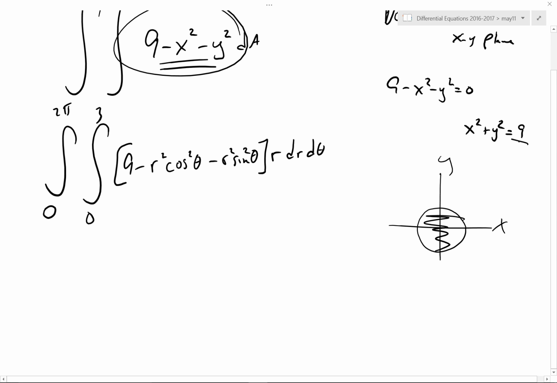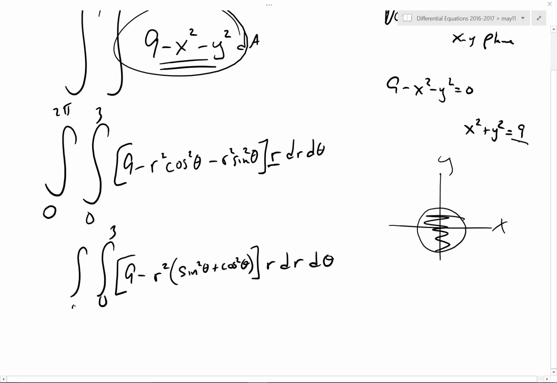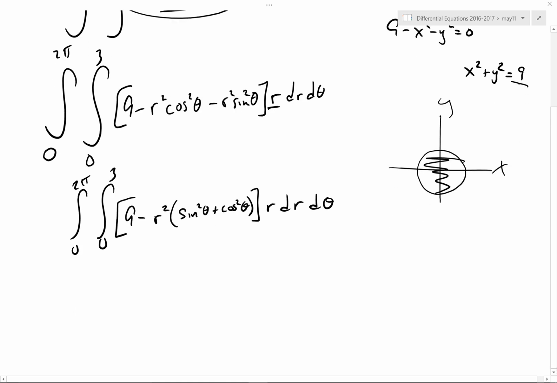Now, the common mistake is people will forget about this r. It gets lost in the shuffle. And people also forget to multiply this r times everybody inside. That's a common mistake. And another common mistake is not simplifying before you go on. So, 9 minus, this should be r squared and then sine squared plus cosine squared. But then, hang on. I only show this in slow-mo because people screw it up all the time. Oh my gosh, that's 1.